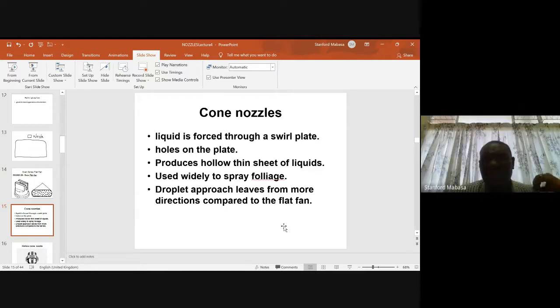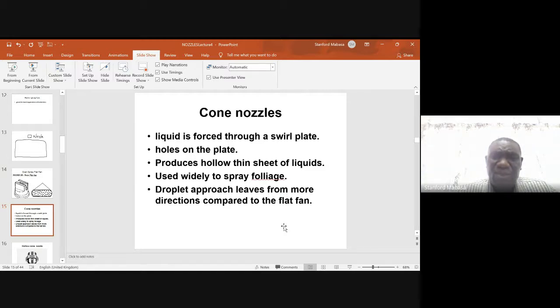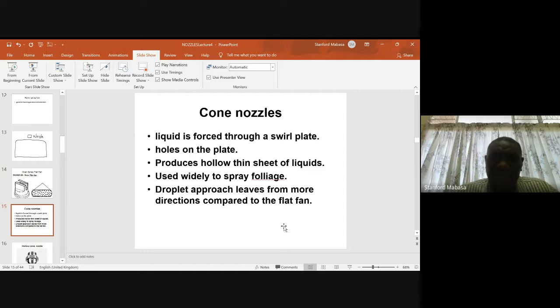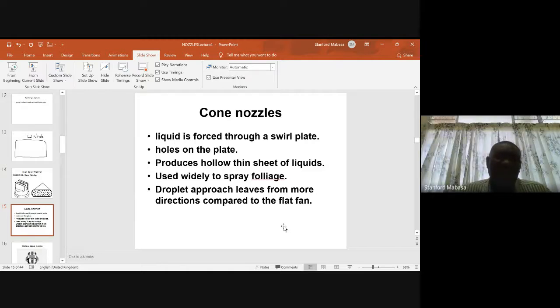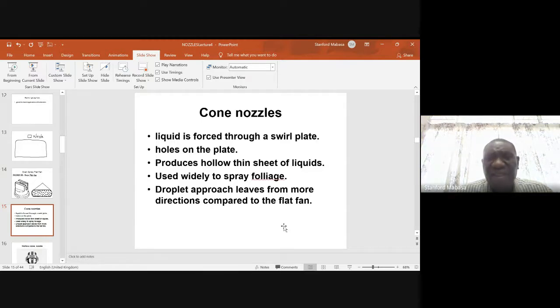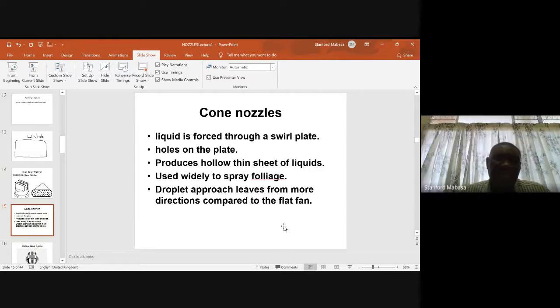So this is used widely to spray foliage. You actually target your spray output on the plants, because presumably on those plants there will be insects or diseases. So the droplets may approach the leaves from more directions compared to the flat fan. The idea is to put as much chemical as possible on the plant, so that insects which are hiding under the leaves could get the chemical. Or if you have got a disease which is underneath the leaf, there are chances of hitting those diseases.